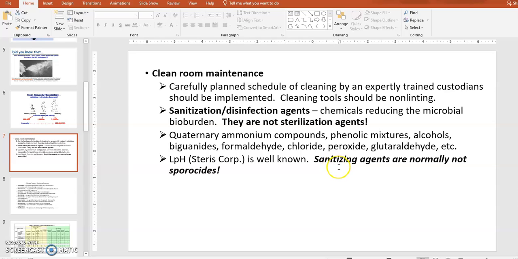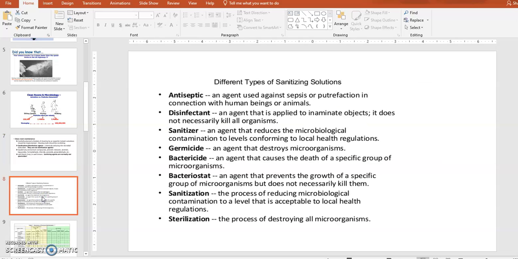One thing you need to remember is that sanitizers are not all sporicides. Sporicides are stronger chemicals that can kill the spore form. Spore forms of bacterial cells are much more resistant because it's hard to break that kind of structure. So you need a stronger chemical to get rid of spores. So understand the definitions of this terminology because they're used a lot. Sometimes they're used the wrong way because people do not understand the exact meaning of these terms.